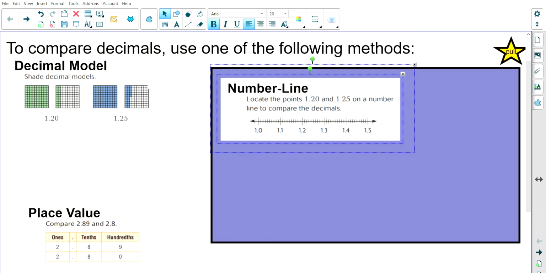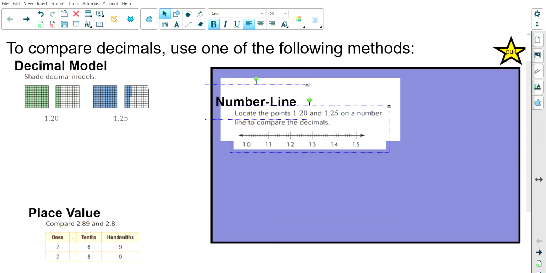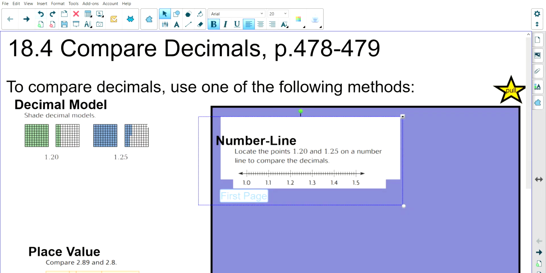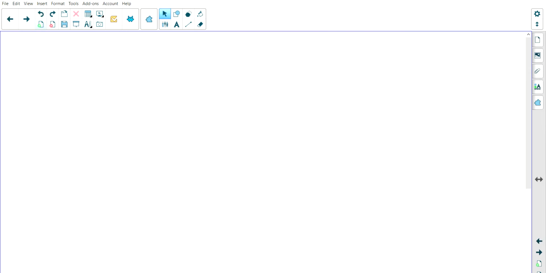Okay, next one is called number line. So again, you can go ahead and label your journal. Go ahead and label your journal with the label number line.